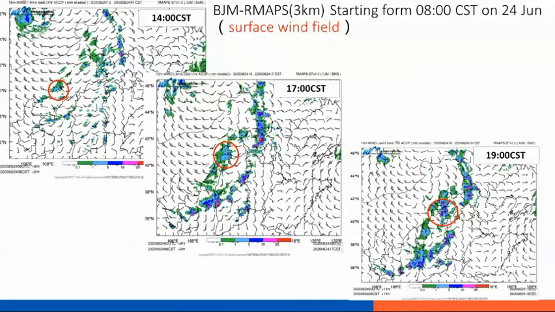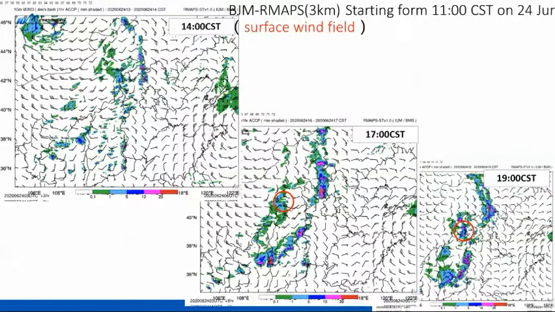These are the model surface wind field at the initial time of 8 o'clock CST. The left is at 14 o'clock CST, the middle is at 17 o'clock CST, the right is 19 o'clock CST. We see in the red circle there are strong winds on the ground, southeastward, and they are obviously straightened from 14 o'clock to 17 o'clock.